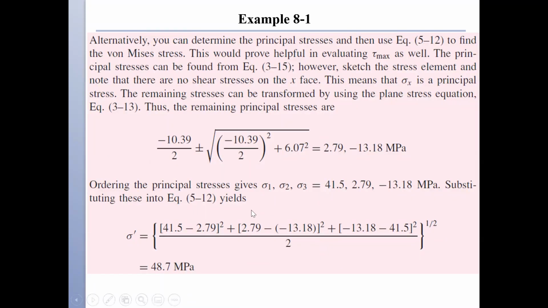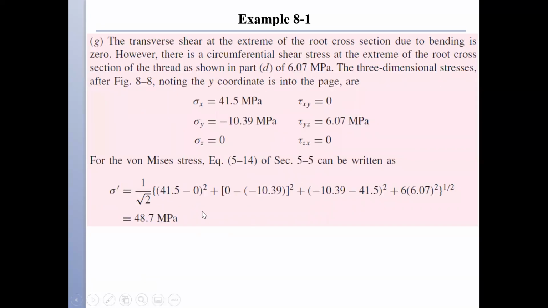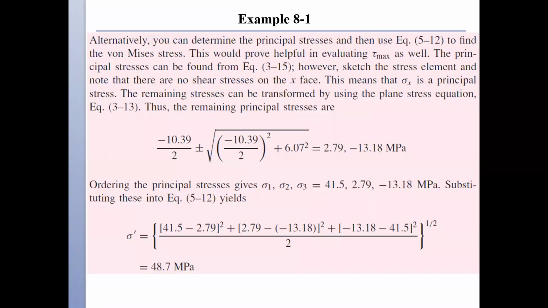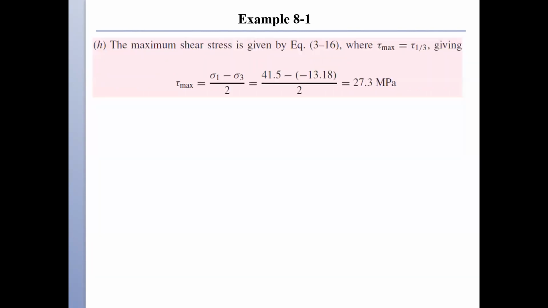So we can use sigma 1, sigma 2, and sigma 3 in equation 5.12 to find sigma prime. And of course, sigma prime calculated from equation 5.12 is the same as what we calculated from 5.14. Both of them are 48.7 megapascal. And tau max is calculated using sigma 1 minus sigma 3 over 2. We find tau max to be 27.3 megapascal.